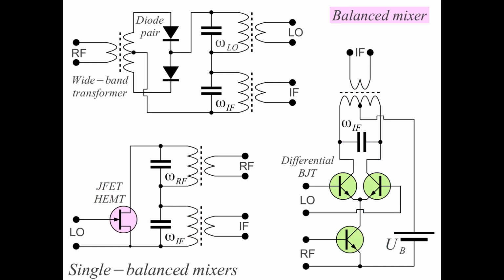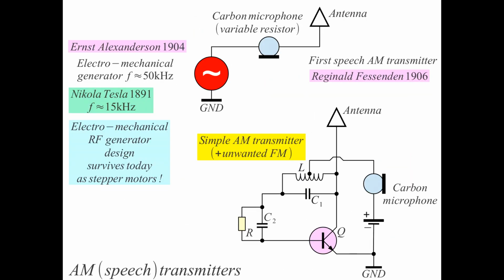And let's see how to do this better in building an AM speech transmitter. So a mechanical generator can be built up to perhaps 50 kilohertz. This 50 kilohertz is already long wave frequency range, 50 kilohertz equals about 6 kilometers wavelength. So this is long radio waves. Although this was first built by Alexanderson in 1904, although Nikola Tesla achieved 15 kilohertz already more than a decade earlier, but he didn't use this generator much.